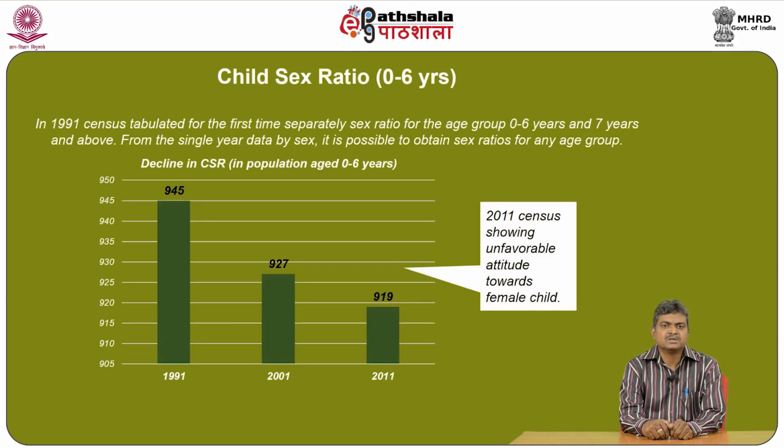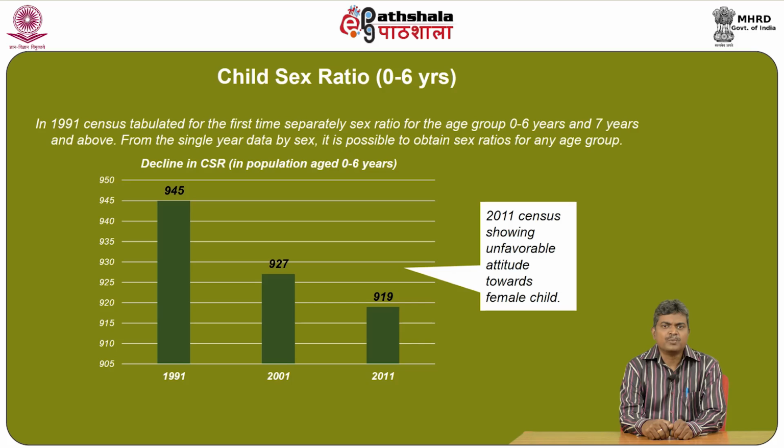Child sex ratio, 0 to 6 years. The 1991 census tabulated for the first time separately the sex ratio for the age group of 0 to 6 years and 7 years and above. From the single year data by sex, it is possible to obtain the sex ratio for any age group.